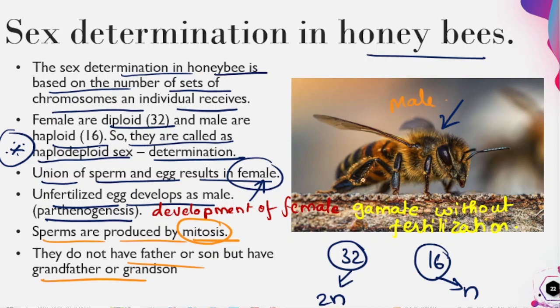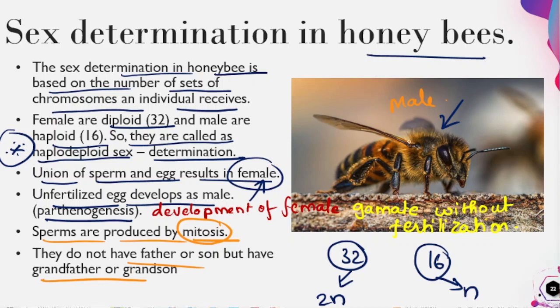For example, if this honeybee is a male, it is going to have only a mother. This honeybee is not going to have a father, right? And this honeybee cannot even produce a son, right? This honeybee cannot produce a son. It can only produce a daughter. It cannot have a father because it is produced from the mother, right?